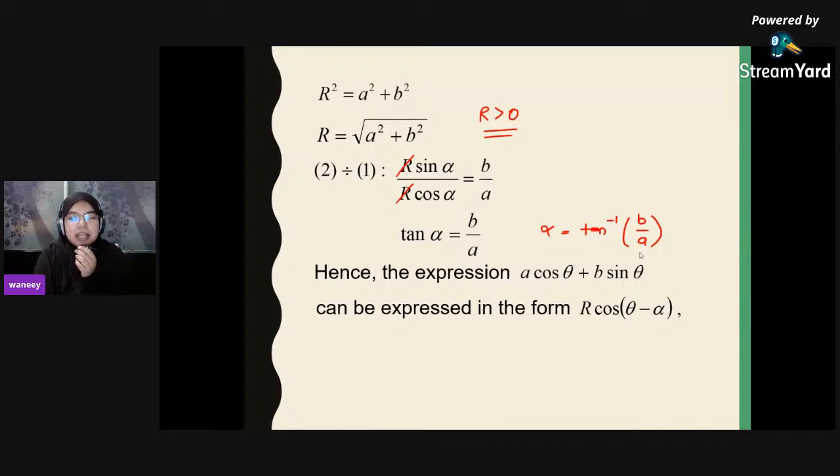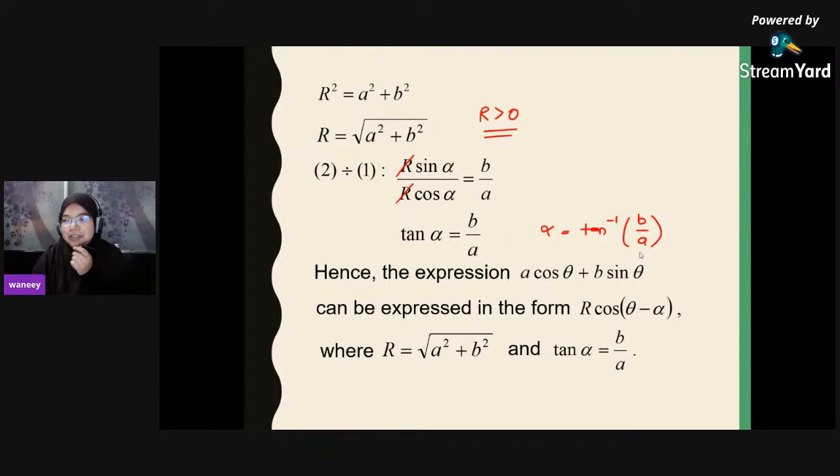Okay, so hence the expression of a cos theta plus b sin theta can be expressed in the form of r cos theta minus alpha, where the value of the r is simply the square root of a square plus b square, and tangent alpha is actually equal to b over a.